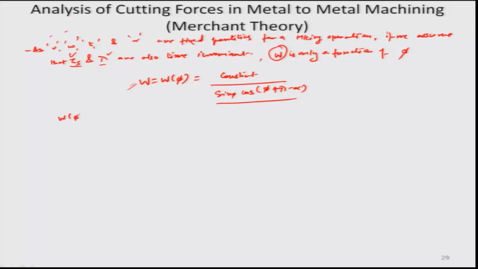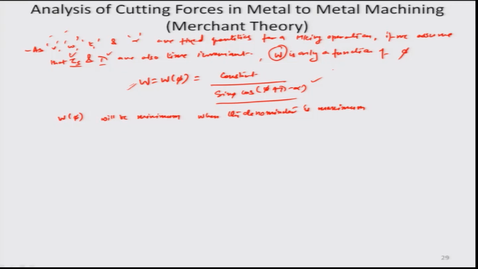So, W of phi will be minimum when the denominator is maximum, which can also be obtained by differentiating this with respect to phi and putting equal to 0.